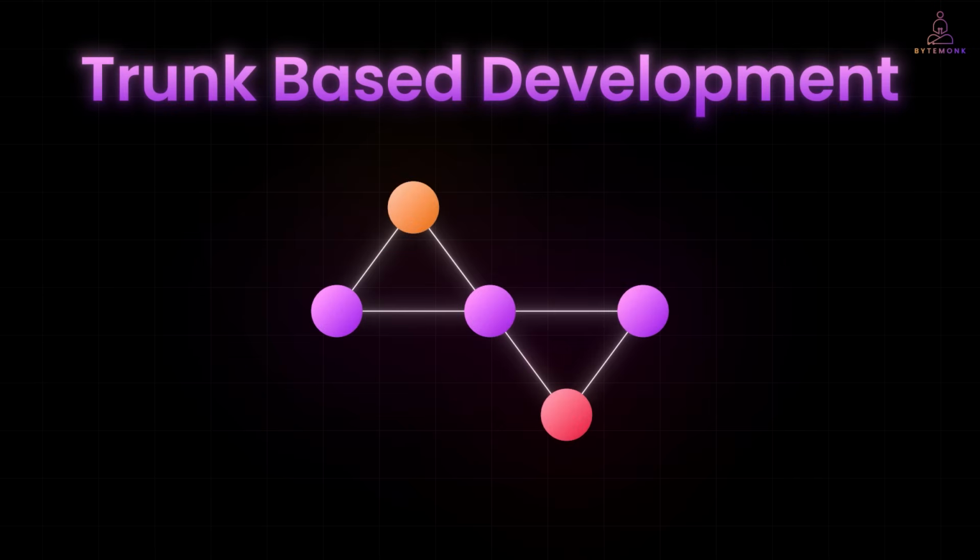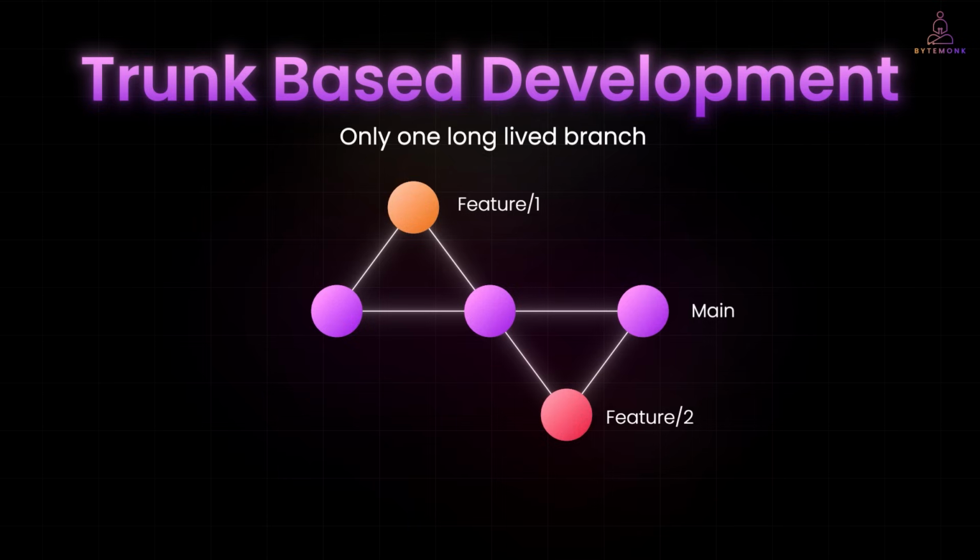Trunk-based development, or TBD, is all about simplicity and continuous integration. Here, there is only one long-lived branch, usually called trunk or main, and developers commit to it directly or via very short-lived branches. It's called trunk like a tree trunk to signify it's the single source of truth where all work eventually lands quickly.